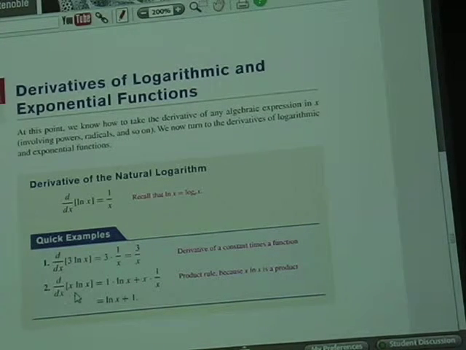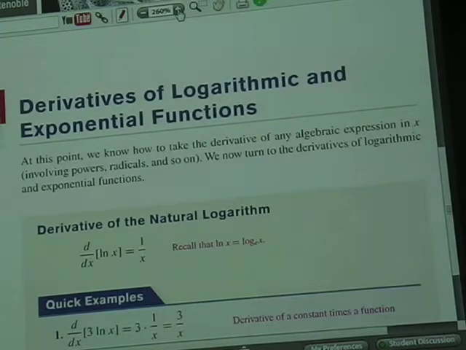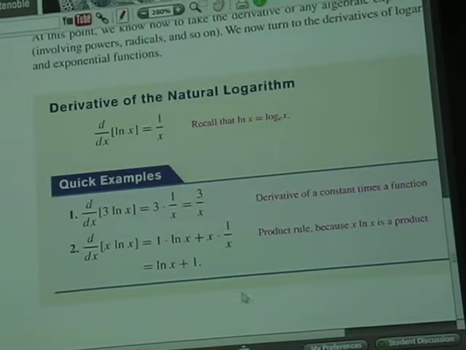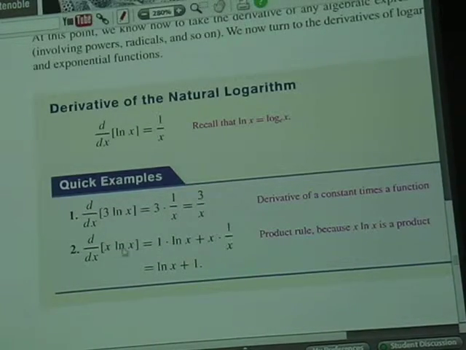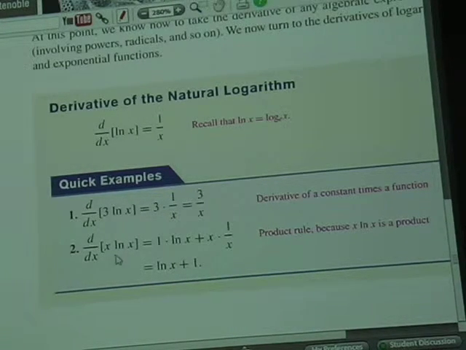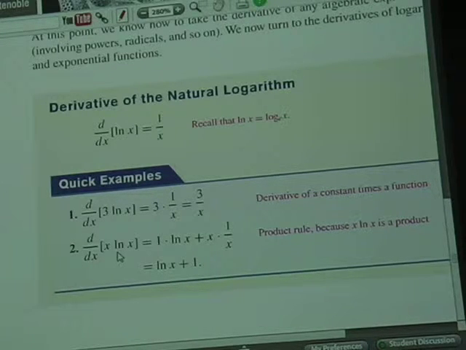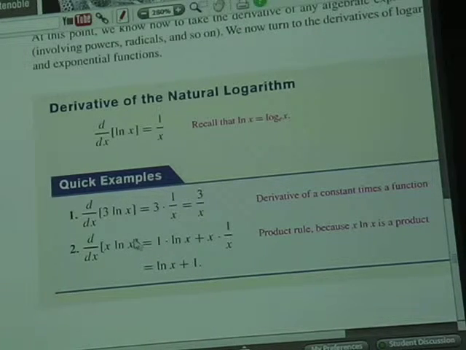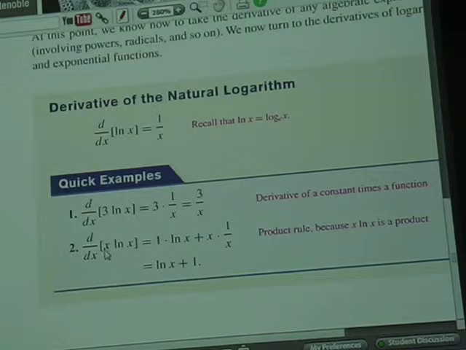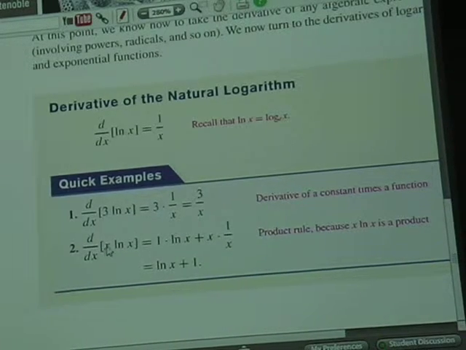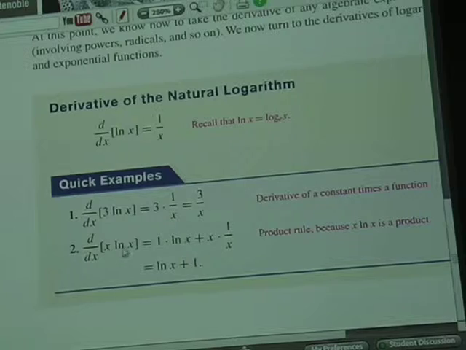Okay, how about this one? How do they do this one? Can you read this? Look at this one. What rule do we have to use here? We don't use the chain rule here. How many functions can you identify here? Here's one. What's it called? ln of x. And where's another one? X. X is also a function. So what are we doing with these two functions?